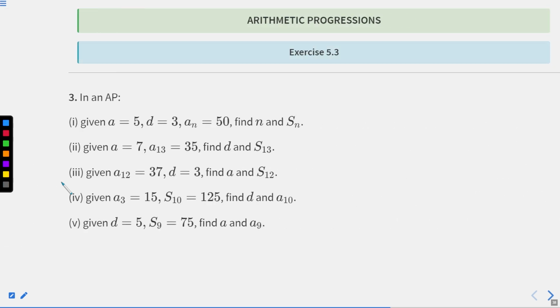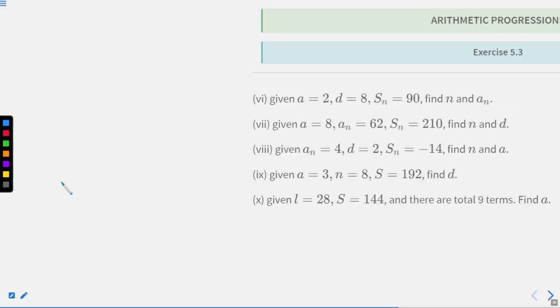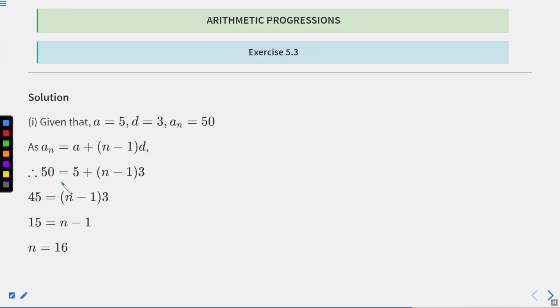And now let us move to question number 3. In an AP, given to us the first term A is equal to 5, the common difference D is equal to 3, and the nth term An is equal to 50, and here we have to find the value of n and Sn. So here, question number 3, part 1, given that the first term A is equal to 5, D is equal to 3, and An is equal to 50.